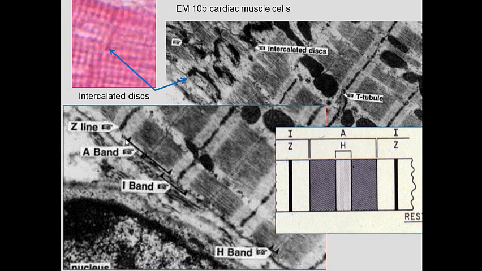So if we look at the intercalated disc, we saw it before here and here. And we see the sarcomeres from Z line to Z line. We see the A and I band. As we've talked about before, also we see a transverse tubule.